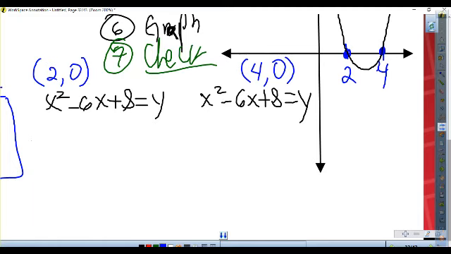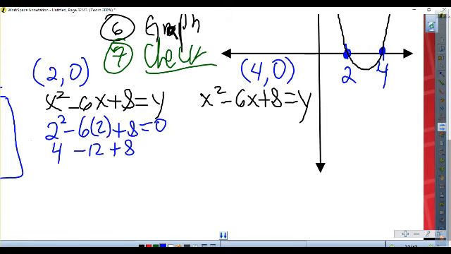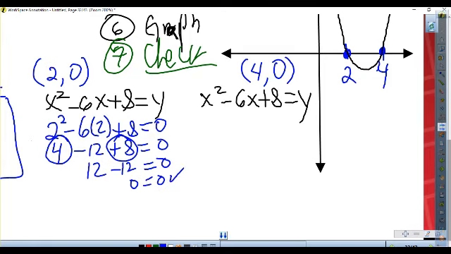Is that correct? So instead of x, what do I write here? 2 squared minus 6 times 2 plus 8. And instead of y, 0. So let's see. 4 minus 12 plus 8 equals 0. Combine like terms. What is 4 plus 8? 12, bring down the negative 12 equal to 0. What is negative 12 and 12? 0. Is that equal to 0?